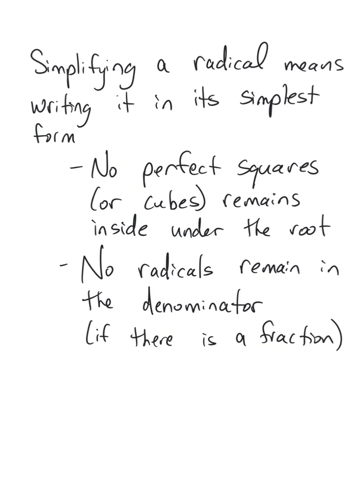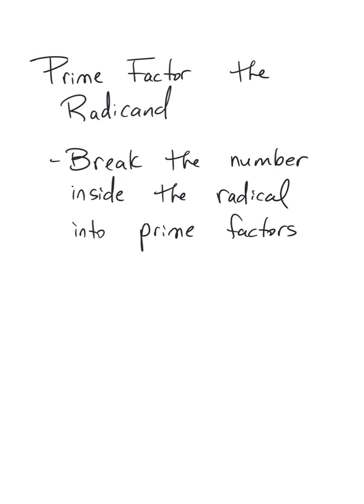Simplifying a radical means writing it in its simplest form. So the big things to look out for are no perfect squares or cubes, if it's a cube root we're talking about, remains inside under the root, and no radicals remain in the denominator if there's a fraction. So the first thing that you're going to want to do is prime factor the radicand, which is break the number inside the radical into prime factors.